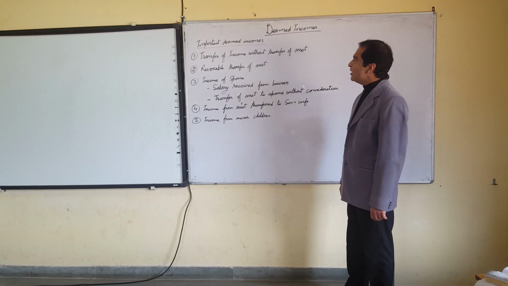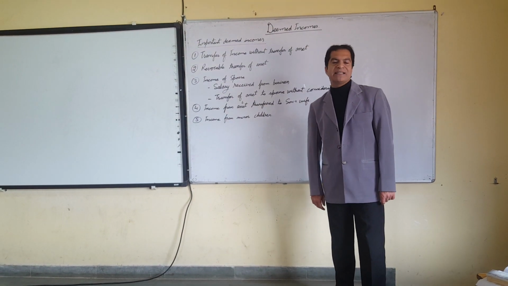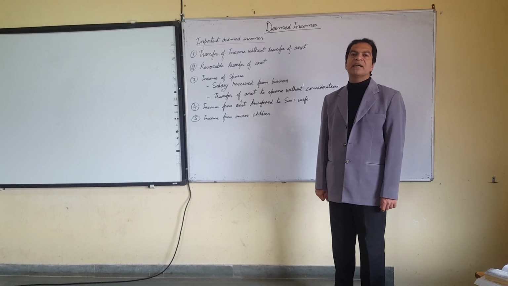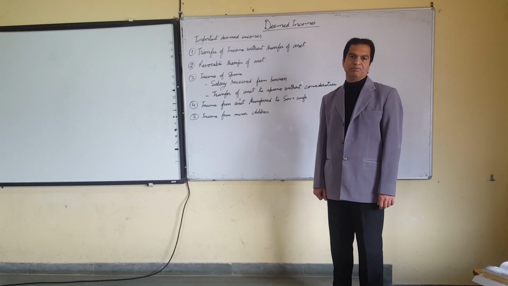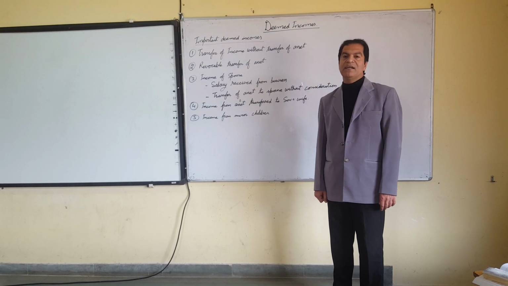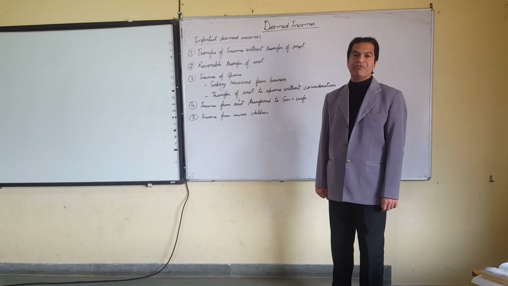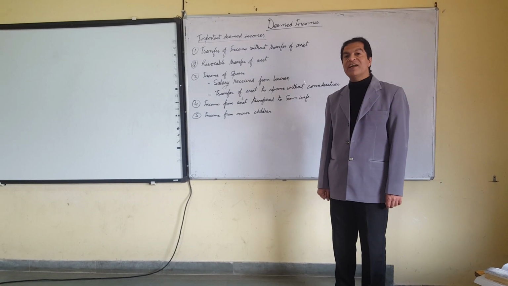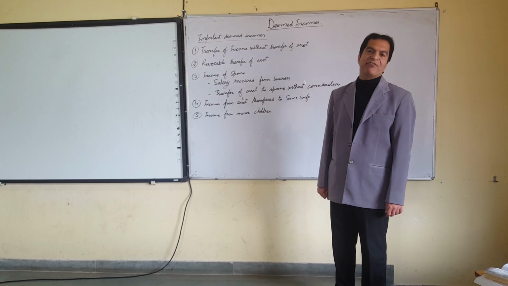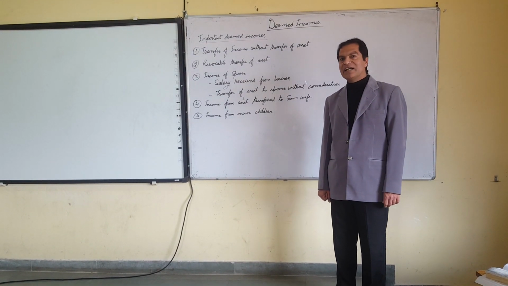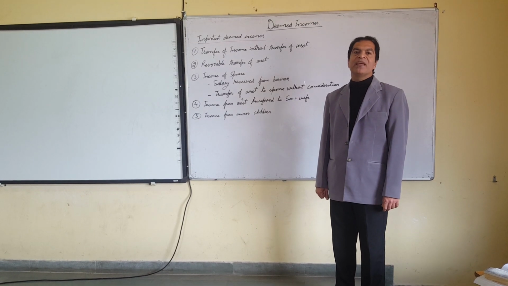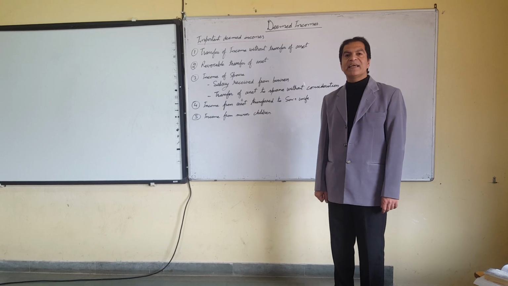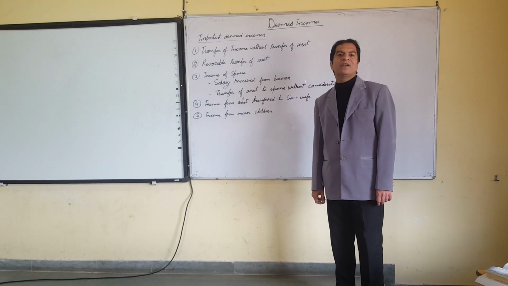First is transfer of income without transfer of asset. Means sometimes assessee transfer his income but never transfer his asset. I have a house, but I don't want to transfer the house to my friend, but I generally say, okay, I am ready to transfer rent of this house to my friend, so that income is transferred but house is not transferred. In this case, Income Tax Act says it will be treated as income of the transferor, not transferee.